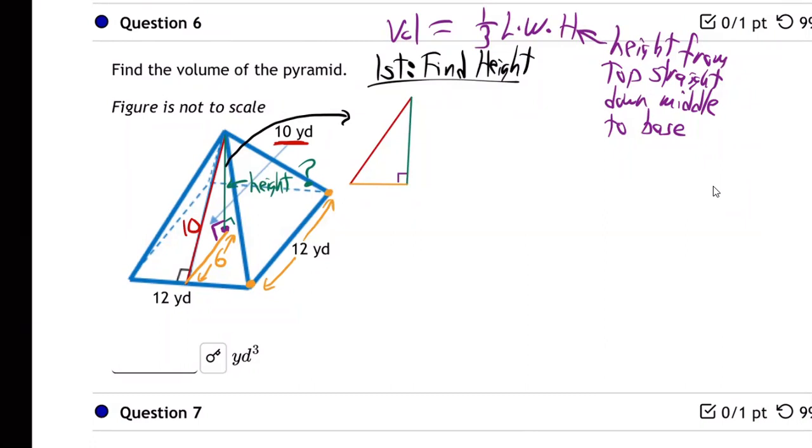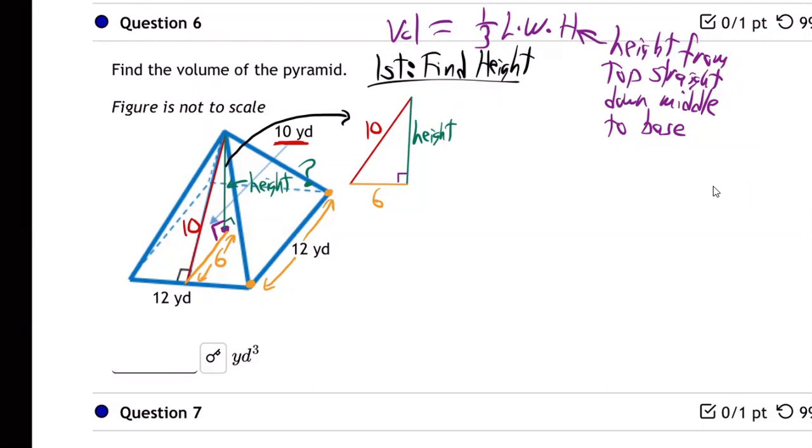So let's do the 3 sides. This side is 10. This side is the height. And this side is 6. So that's pretty tricky, isn't it? You see that? We've got to find the height. So what are we going to do?